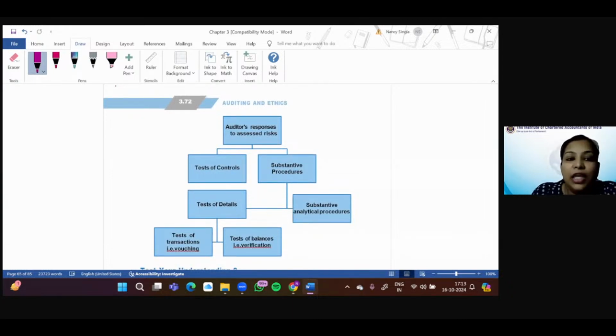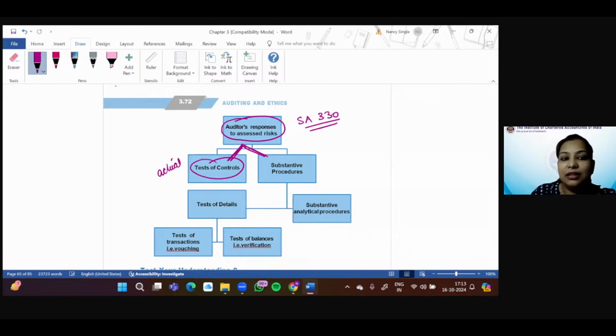3.72. See, when the auditor responds to assessed risk, this is about SA 330. So he tests the control or he performs the substantive procedures. Testing of control means actual testing of internal control, which we have just completed as one topic. Because the understanding he has obtained under SA 315, here he is actually performing procedures where he is testing. Right? Are you able to understand? This is about internal control.